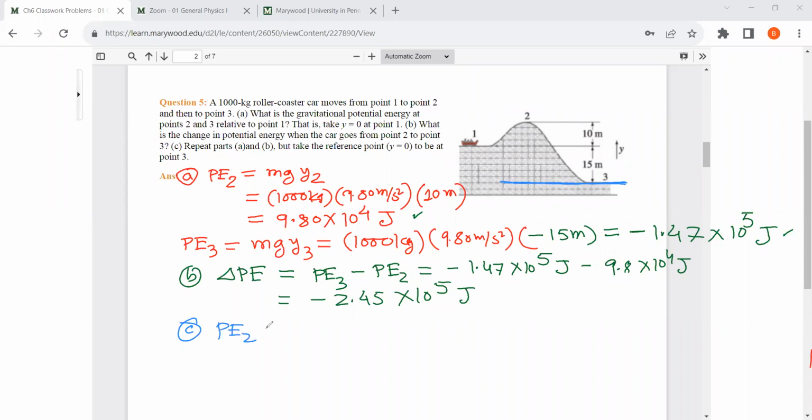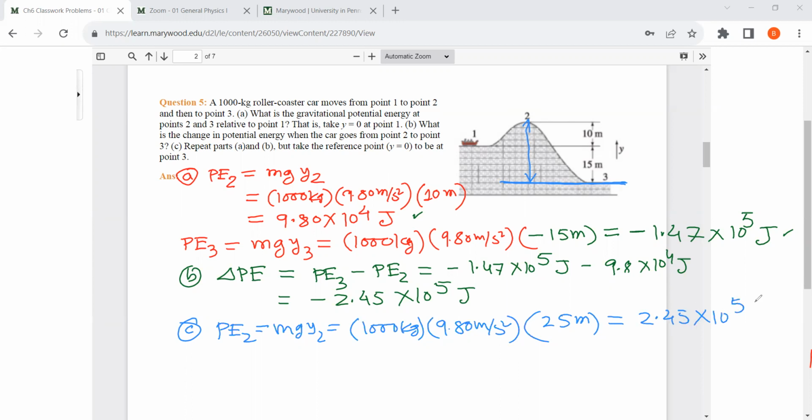So PE2 is again mgy2. m is 1000 kilogram. The gravitational acceleration is 9.80 meter per second square. Now from here to position 2 is basically 15 plus 10, 25 meter, and it will be positive because it is above the y equal to 0 line. So what I get is 2.45 times 10 to the power 5 joule.